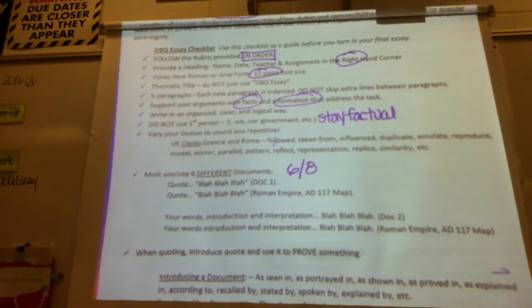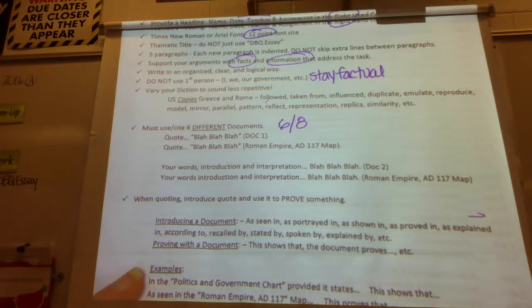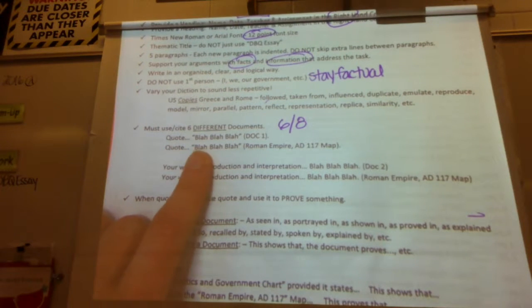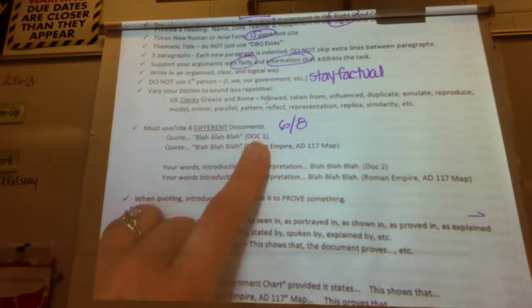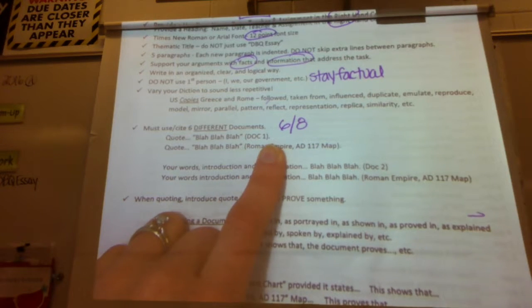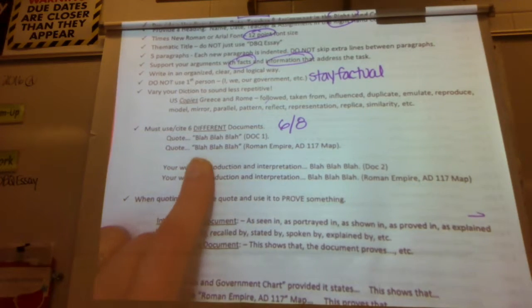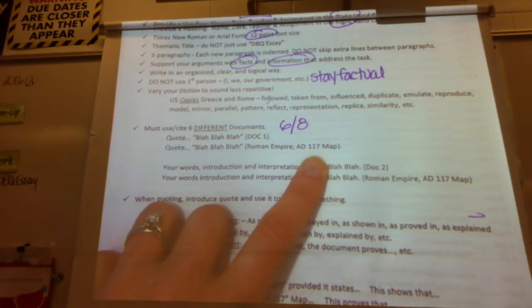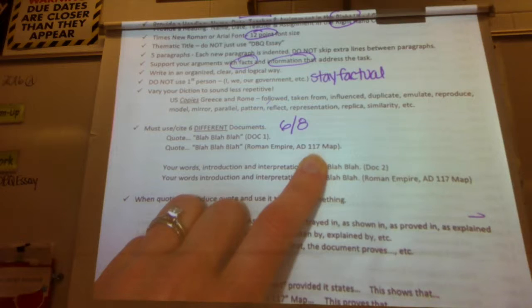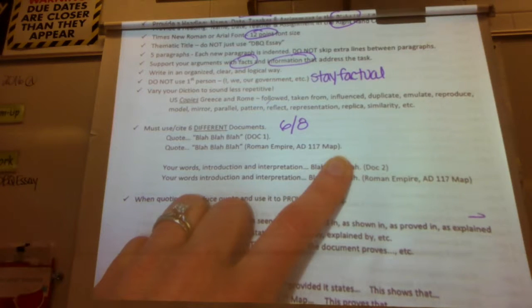I've given you an example of how to quote properly. So blah, blah, blah is my quote here. But you're putting quotes at the beginning, at the end. You cite your document. So in this case, it would be document 1. And then the period goes at the end. If you quote something and then you actually write the title of the document, that's also acceptable. The period goes at the end.